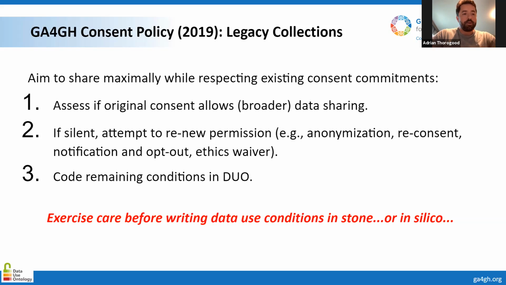So just to conclude, I think it's important, both when researchers draft consent forms for the future and when they interpret existing consent forms, that you exercise care to do this properly. As you encode the data use conditions, do this properly, because if you're too restrictive, you're going to block access to data and slow down research. And if you do it too liberally, you're going to leak data in ways that don't respect participants.